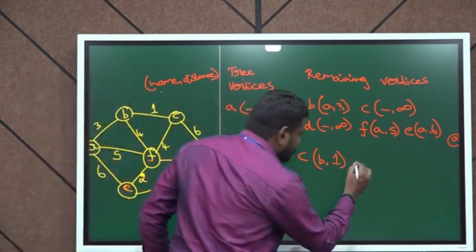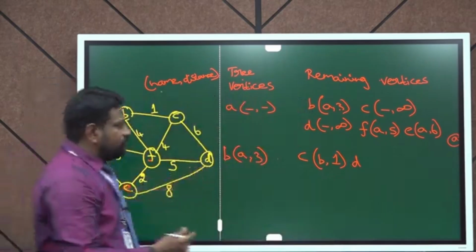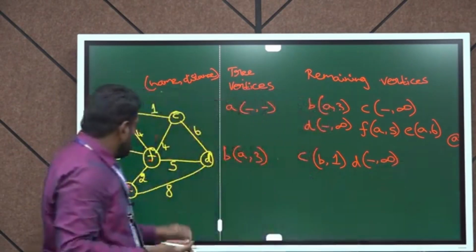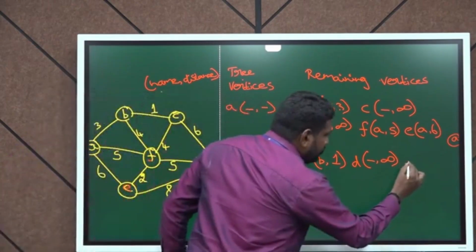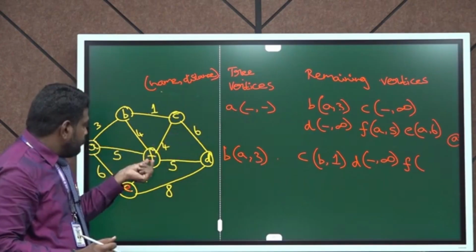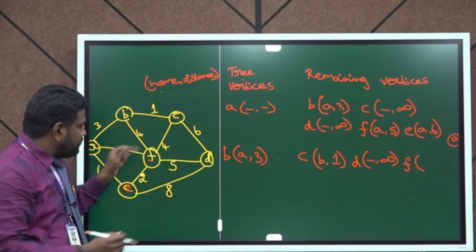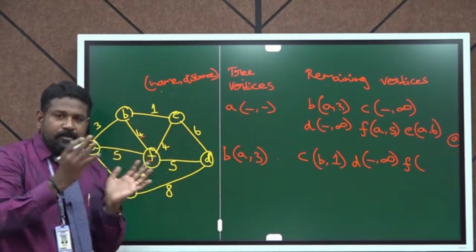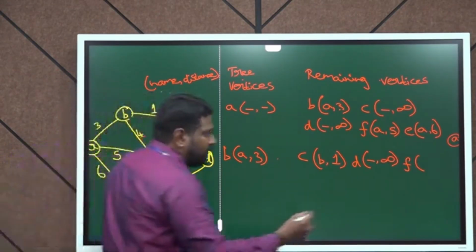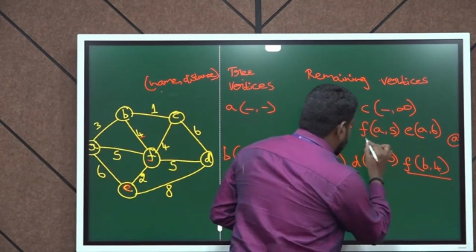Likewise for D, we are checking from B to D, there is no edge, so we continue with the same previous value, hyphen comma infinity. And for F, in the previous step from A to F it is 5, but from B the distance value is 4. So we have to make a comparison and take the minimum value. So here it is going to be B comma 4.